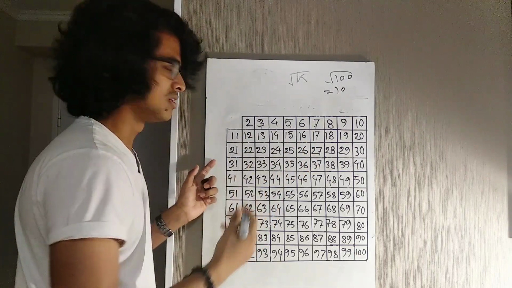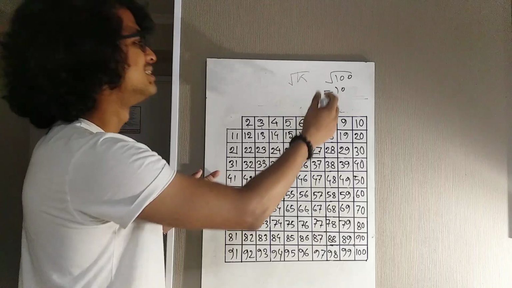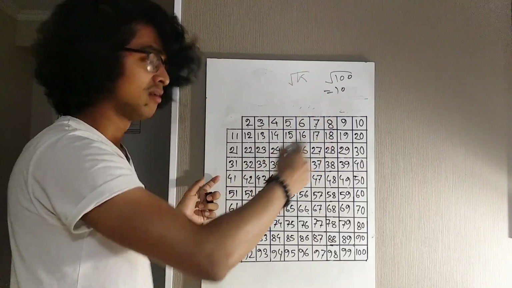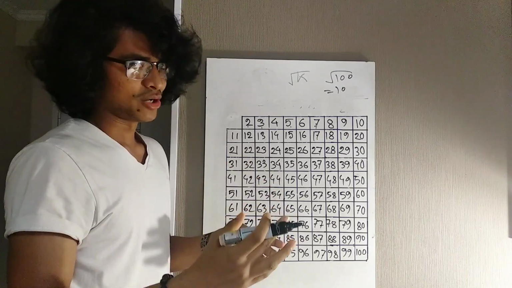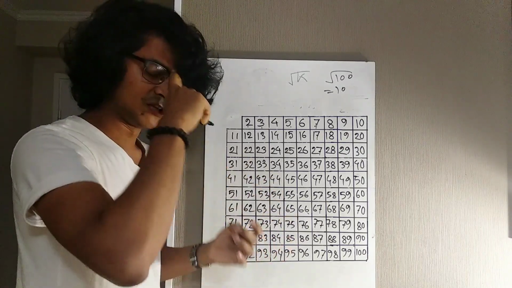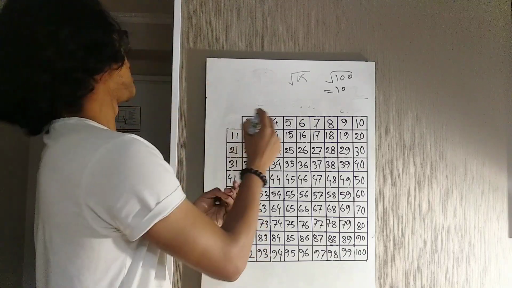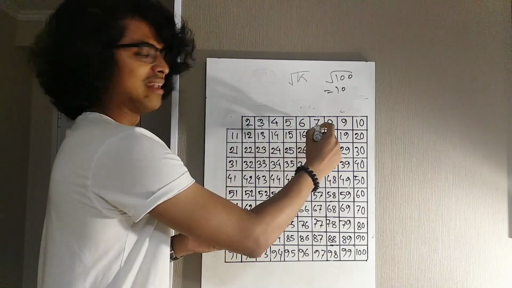Now the very natural question is why. Why is this the case? Why do I only have to check up to root k, root 100 in this case? Well, I will leave it as an exercise for you. Try to think about why this is the case. It's not a very difficult exercise. Try to figure it out, okay? So in our case, we'll only check until 7.